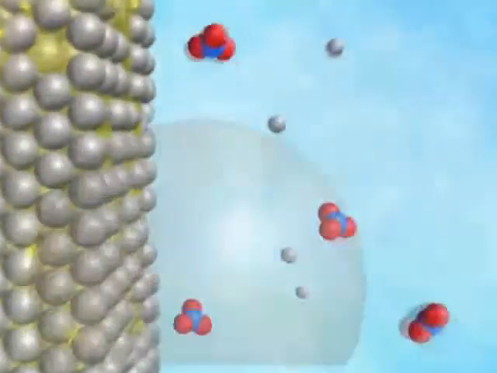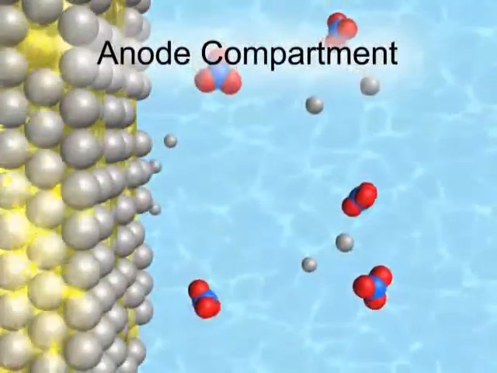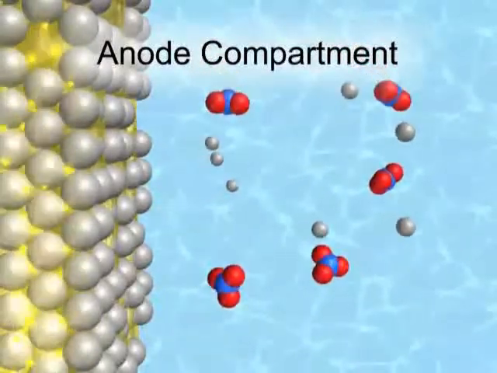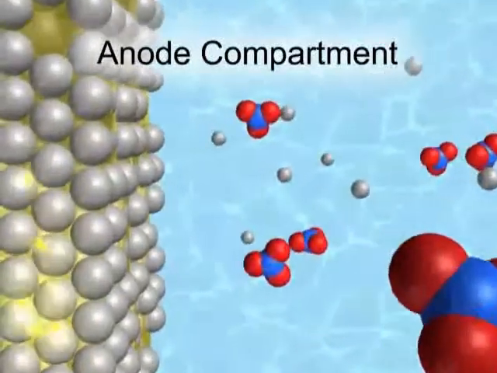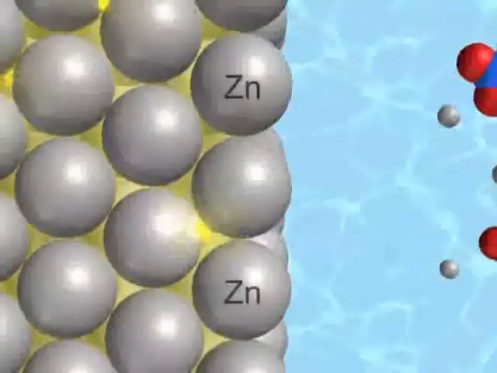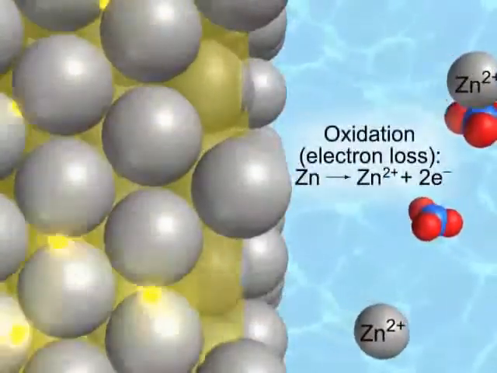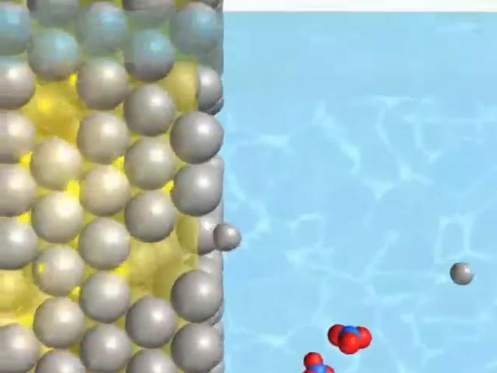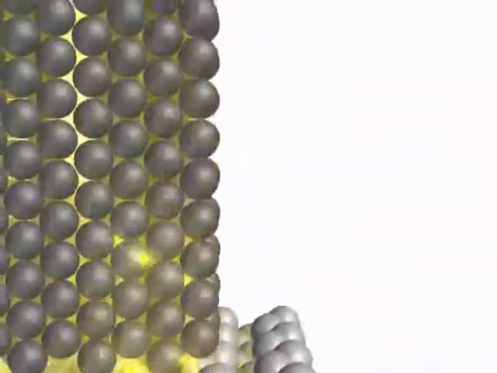Here, at the anode, the site of oxidation, zinc atoms in the metal bar are in contact with the surrounding electrolyte solution. Each atom loses 2 electrons and becomes a zinc ion, which diffuses into the solution. The electrons given up enter the bar and join the flow of electrons up toward the external circuit.